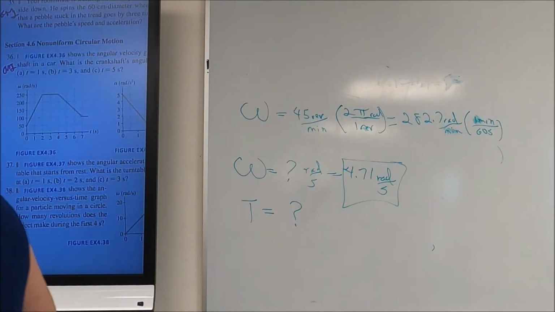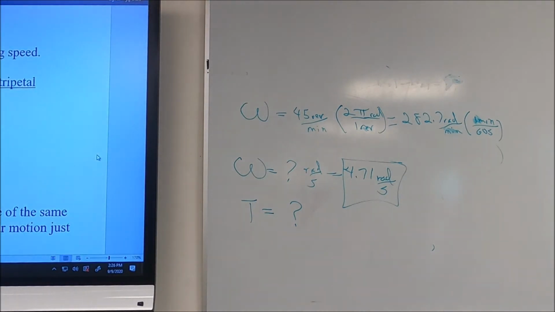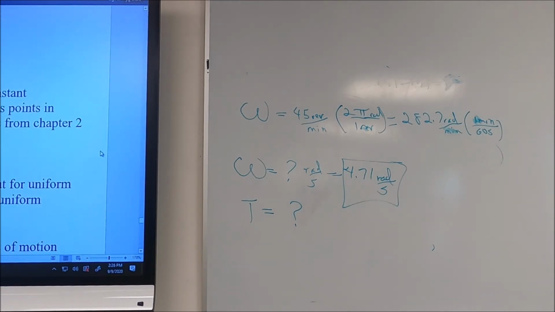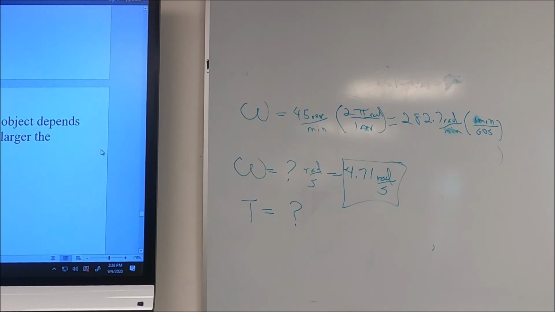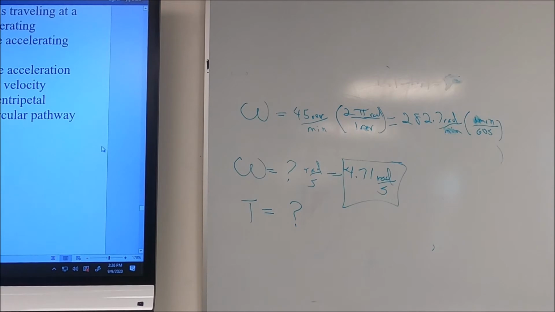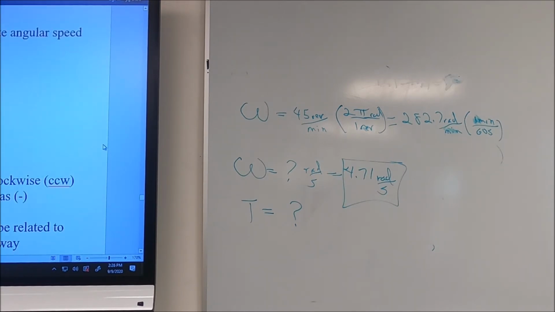So thinking about our equations, switch back over for me. Let's scroll up. Keep going. We're going to have to go quite a bit up. So if we go to our relationship between omega and period, keep going. Omega is equal to 2 pi over T.